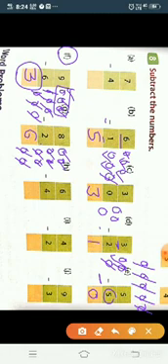6 minus 4. We will draw 6 circles here. 1, 2, 3, 4, 5, 6. Okay. Now students, what will we do here? We will cut 4 circles because we have to minus 4. So we will cut 4 circles. 1, 2, 3, 4. So how many circles are left here? 2. 1 and 2. So the answer will be 2.